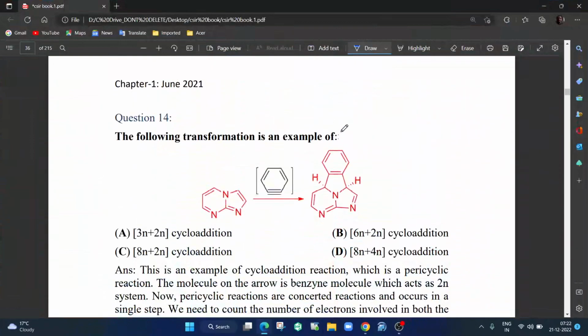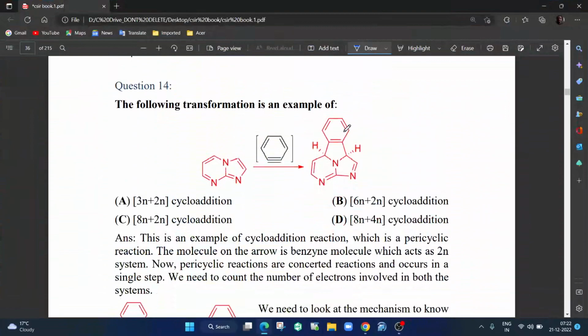The next question, the following transformation example of, now this is a very simple question, it's a pericyclic reaction, cycloaddition. It's asking 4n plus 2n, or 8n plus 2n, or 6n plus 2n, or 8n plus 4n. So basically the benzene ring has different conjugation, and this extra bond which is there is perpendicular to the p orbitals of the pi molecular orbital of the benzene ring, and this acts as a separate pi bond, and therefore it acts as a 2n system. So very clearly the answer will be either A or B or C.